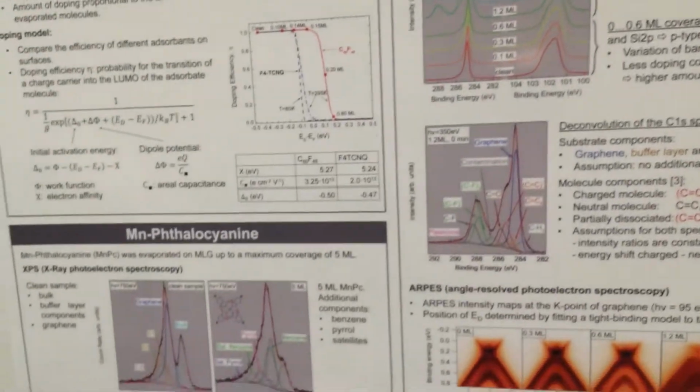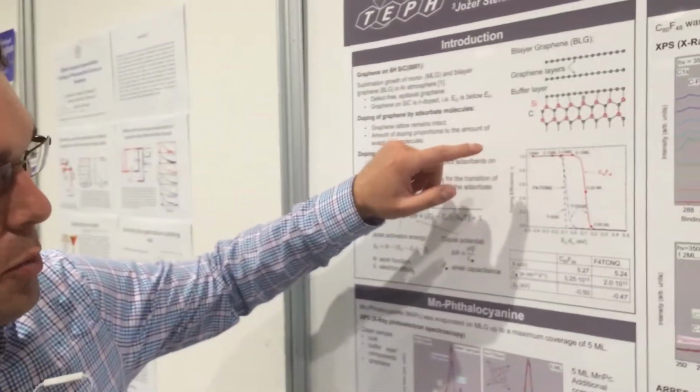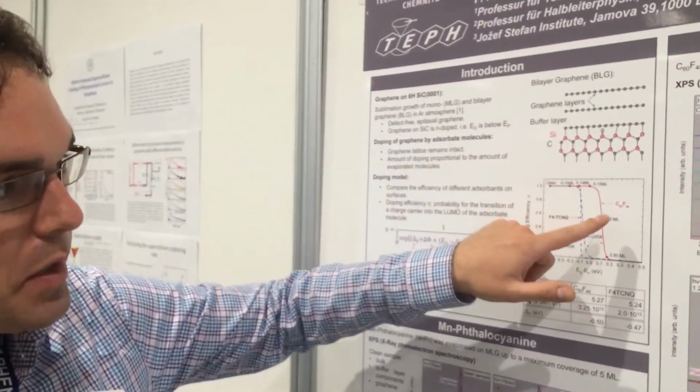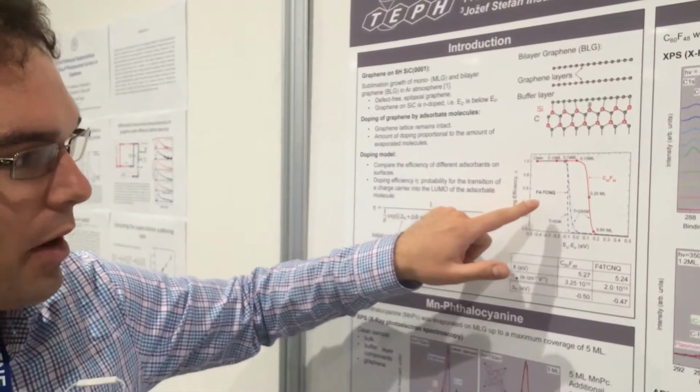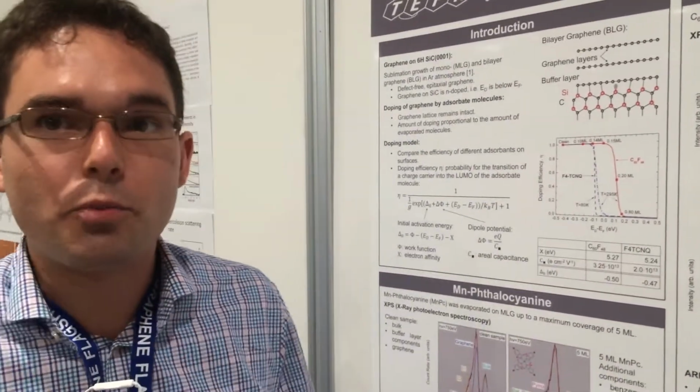The idea is that there exists a doping model, and we're trying to probe it with other molecules. So in a previous work, you can see that there was a doping efficiency calculated for C60F48 and for F4TCNQ. And the idea behind was to probe the efficiency of taking one charge carrier, in this case an electron, from the graphene sheet towards the molecule.